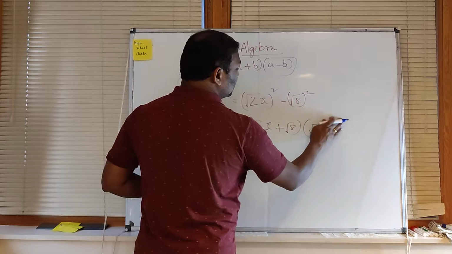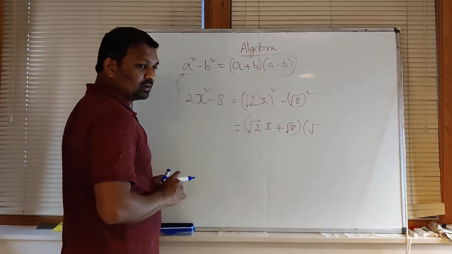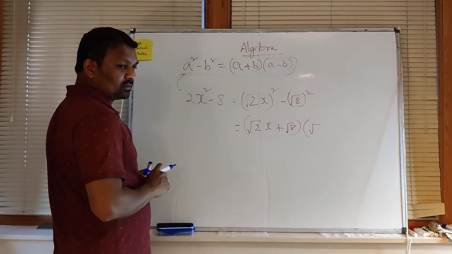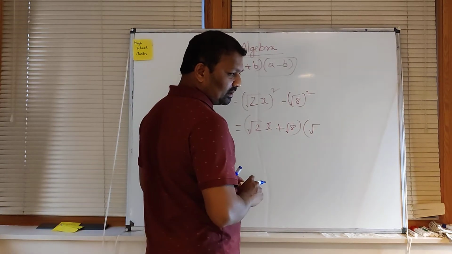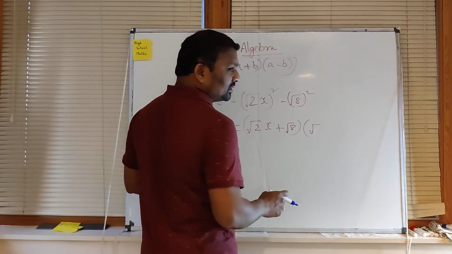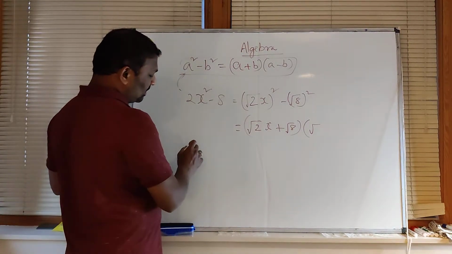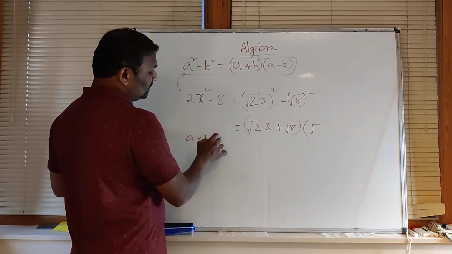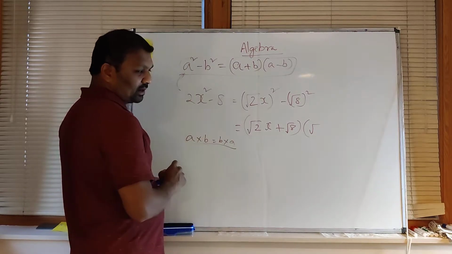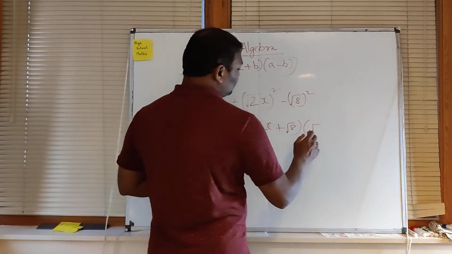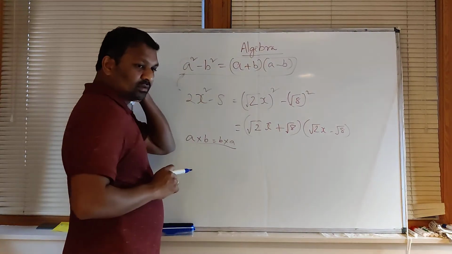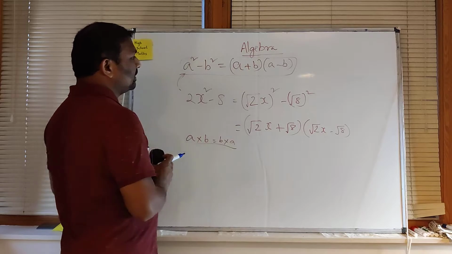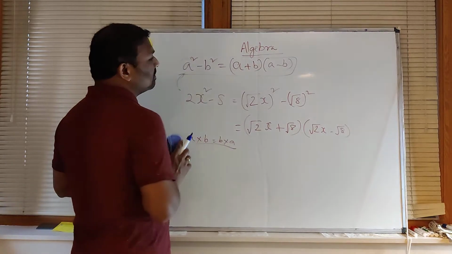But it may be like a plus b and a minus b. It can be either way. After all it is a multiplication, so the order does not matter. We can switch: a into b is equal to b into a. Either way, you can write it. Square root 2x minus square root of 8, similarly.